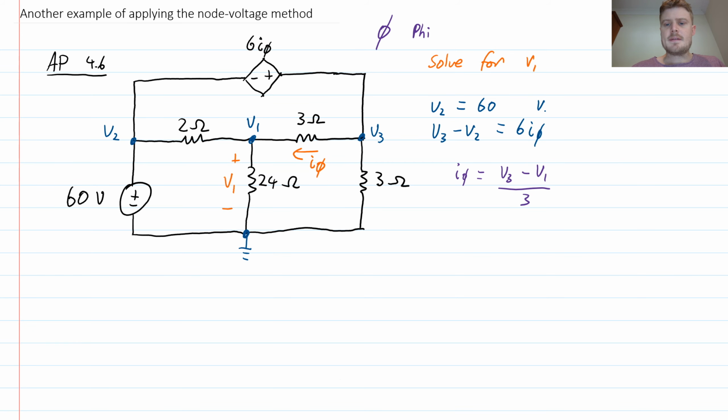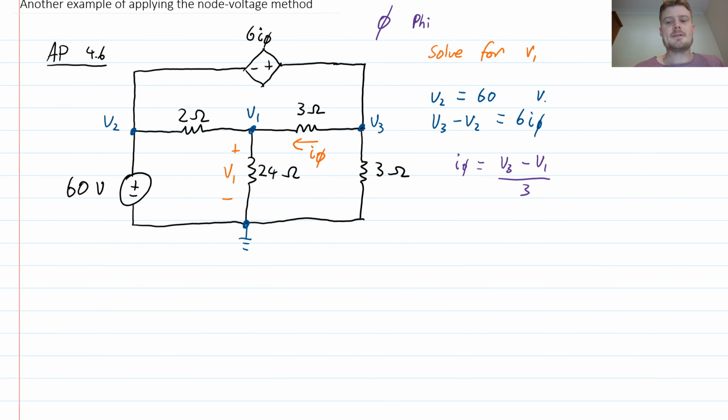So this already gives us quite a lot of information about our circuit. I'm just going to tidy up what we already know, and then I'll go ahead and apply KCL at really the only other node that we haven't already properly analyzed, and that's V1.